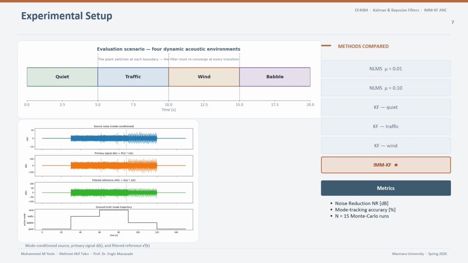Below the timeline, you can see the actual signals: the mode condition, the noise source, the primary signal at the error mic, and the filtered reference. On the right are the methods we compare. 2 NLMS baselines, slow and fast. 3 single-mode Kalman filters tuned for quiet, traffic, and wind, and finally our IMM-KF. We score everything on noise reduction in decibels and on mode tracking accuracy. And to be fair, we average over 15 Monte Carlo runs, each with fresh random paths and noise.